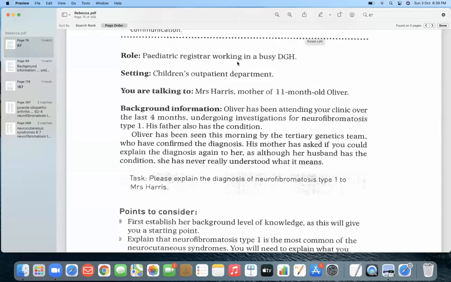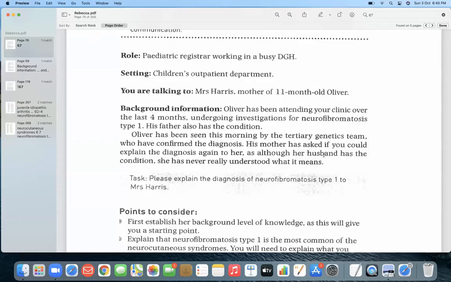So, role: pediatric registrar working in a busy district general hospital, setting children's outpatient department. You're talking to Mrs. Harris, mother of 11-month-old Oliver. Oliver has been attending your clinic over the last 4 months, undergoing investigations for neurofibromatosis type 1. His father also has the condition. Oliver has been seen this morning by the tertiary genetic team, who have confirmed the diagnosis.